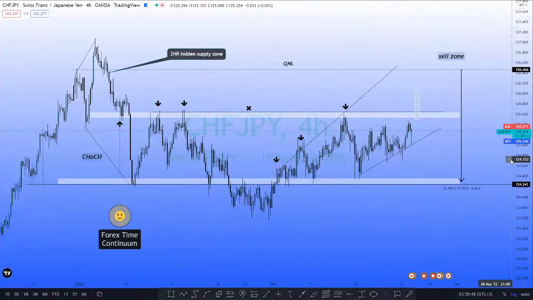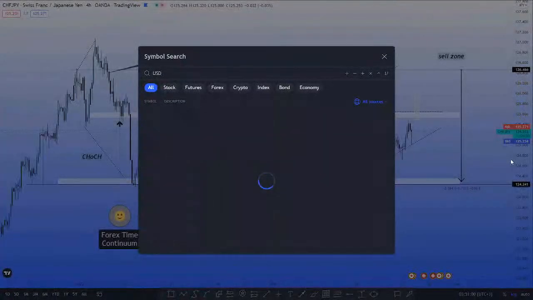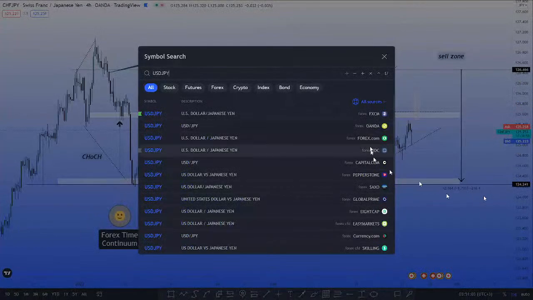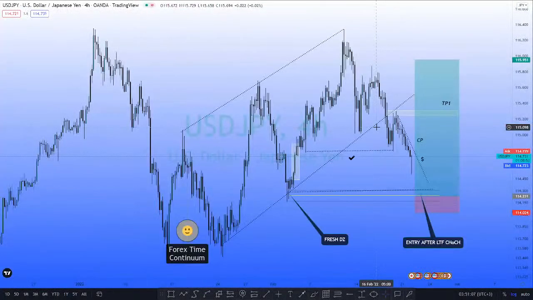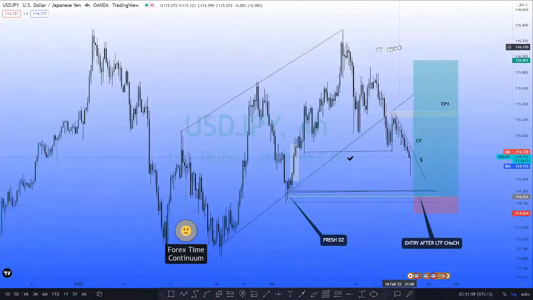The next setup is, I think we're done. The next one, which is this one? Oh, USD JPY. I actually caught this move. USD JPY 4-hour. This was a nice one.